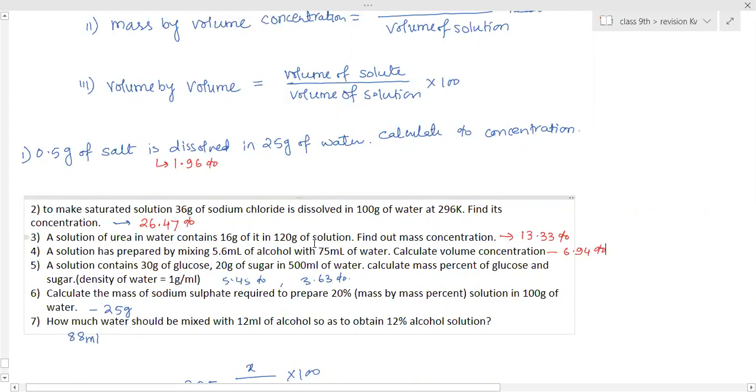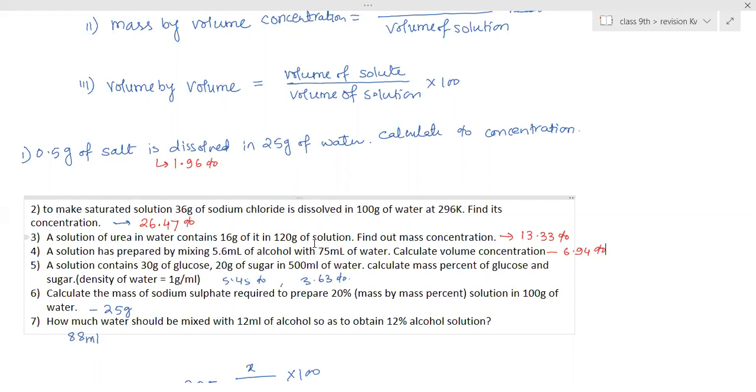Fifth question. Ma'am, in the fifth question, should we take glucose as separate and do it, and sugar as separate and do it? For the glucose concentration, all of them are added together. So you have to take the total mass of solution as 30 plus 20 plus 500. And here 500 ml is given, milliliter is given. So it's volume. So mass by mass of solution only you have to calculate.